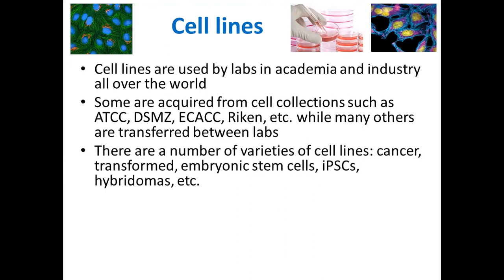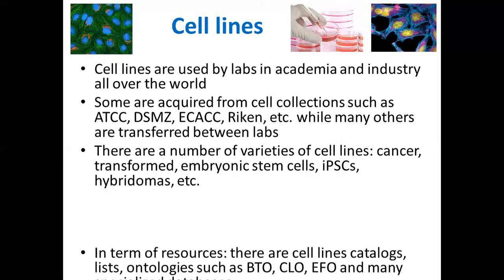Now, of course, there are a number of varieties of cell lines. Cancer cell lines are the most well-known ones, like the very well-known HeLa cell line, the first cancer cell line established in the 1950s. But there are also transformed cell lines, embryonic stem cells, iPSCs, hybridomas, and so on. So a lot of different types of cell lines.